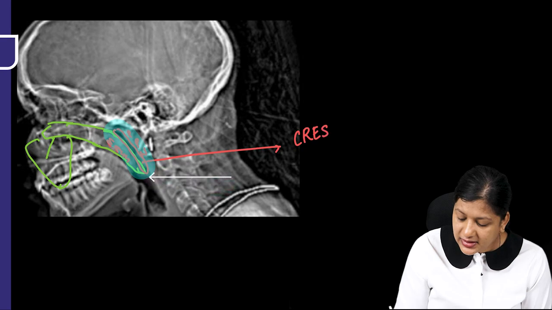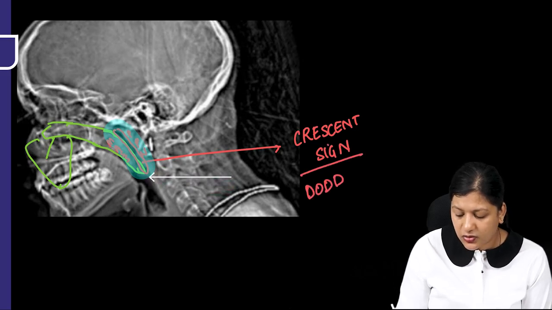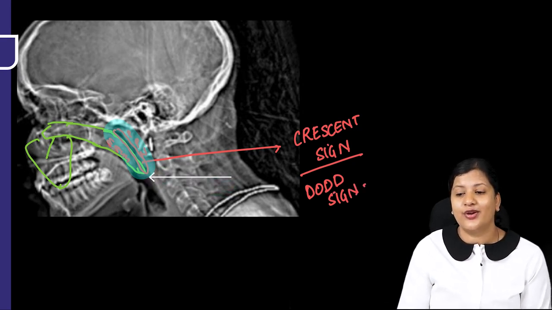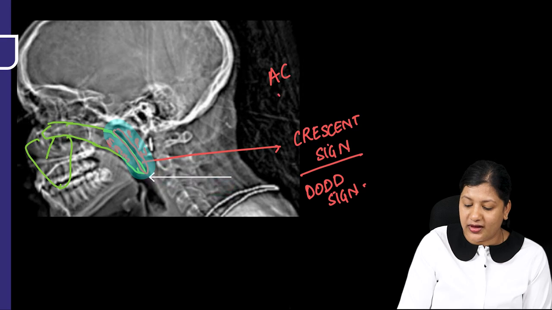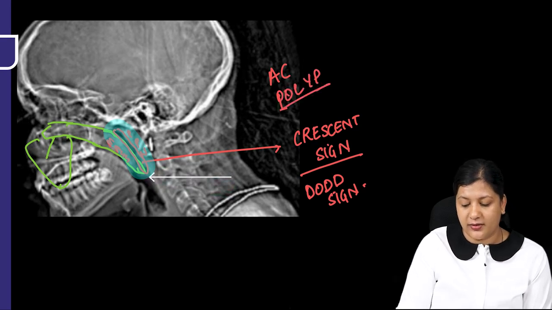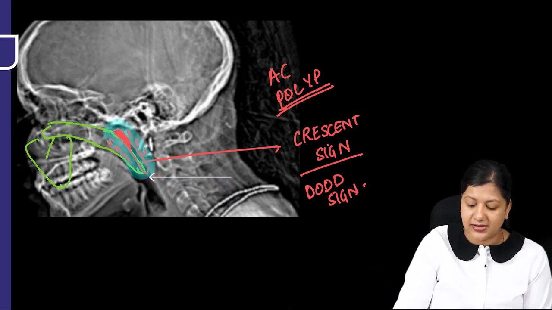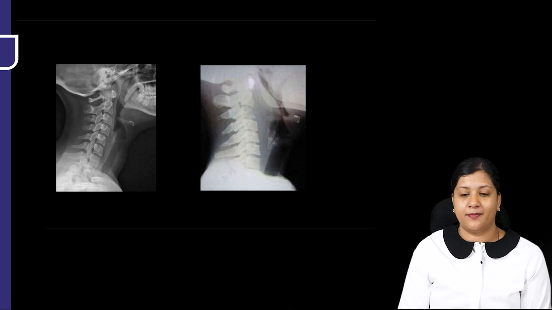So this column of air that you see between the mass and the posterior pharyngeal wall, that sign we call as crescent sign, also called as dot sign. And where do we get this crescent sign or dot sign? We get this crescent sign or dot sign in an antrochoanal polyp. So antrochoanal polyp will show you this shadow that we have between the mass and the posterior pharyngeal wall. Let's see some other pathologies.